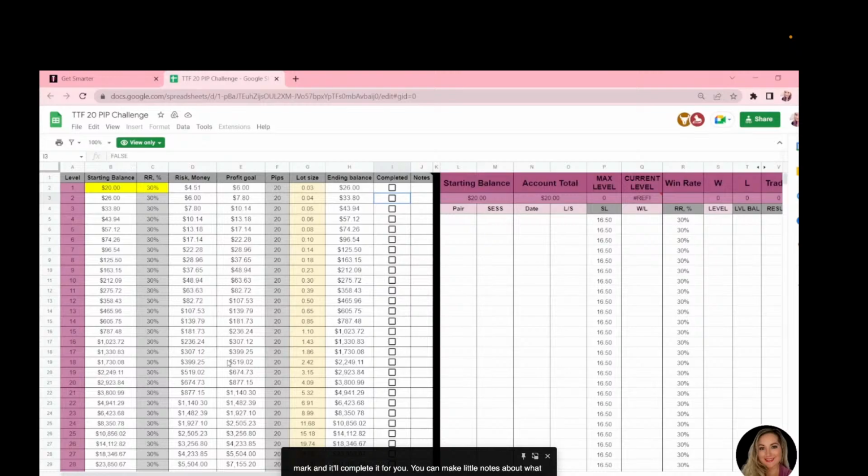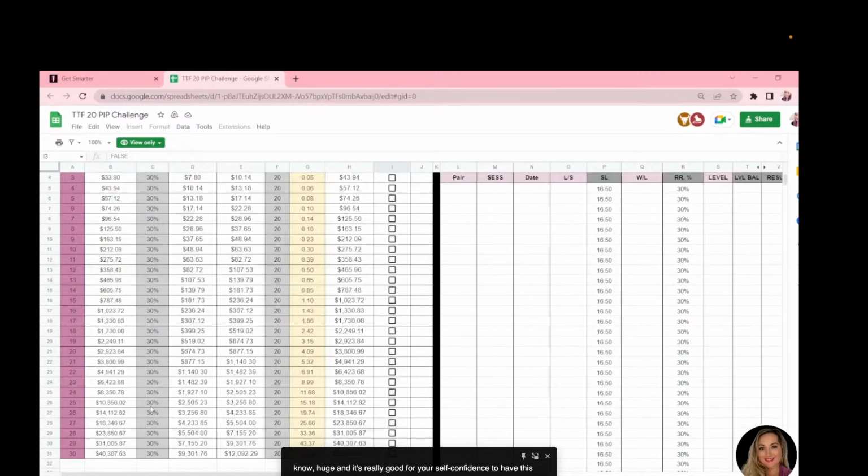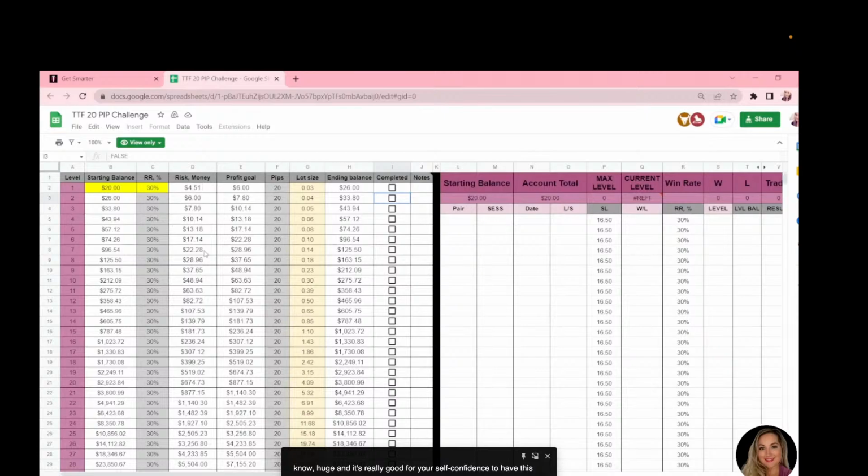So people are drawn to the 20 pip challenge because of the fact that it's $20. It's a very cheap way to start trading, to have that live market pressure put on you, to feel like you're trading on a live account, not just a demo, and then being able to potentially build up to something as high as 40,000. That's huge, and it's really good for your self-confidence to have this kind of win behind you, to feel like, oh, I can do this. Please make sure though that you're trading something with a higher win rate, you're sticking to the risk management and all of that. But yeah, there are definitely benefits to trading with a personal account here.